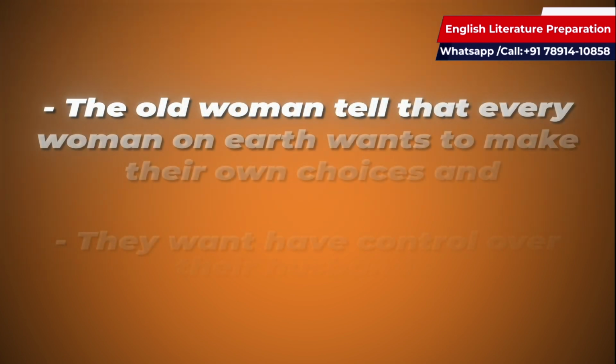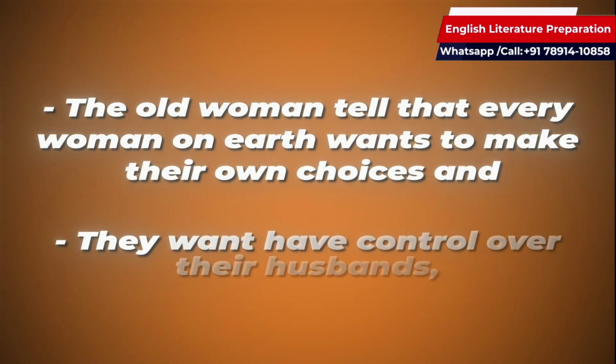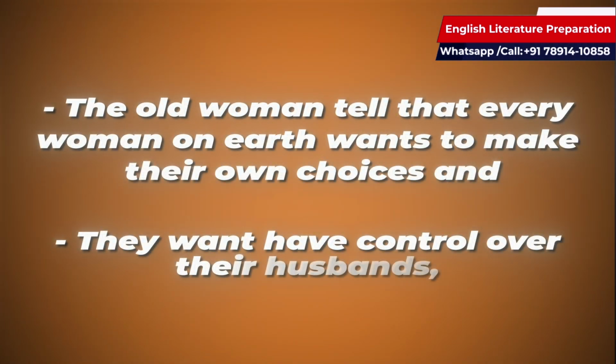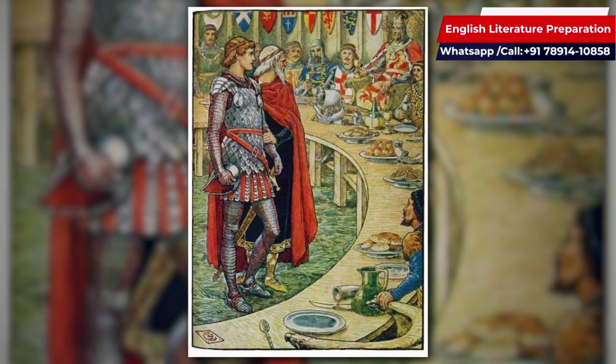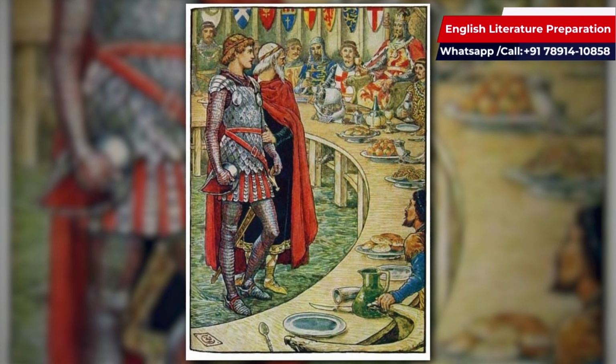The old woman said, all right, then the answer to this question is women want to make their own decisions by themselves and they want control over their husbands. So these two things women want the most. And the knight goes to the queen and tells the answer to the queen. And this answer saved his life. But now he must keep his promise. The old woman asked the knight to marry her.